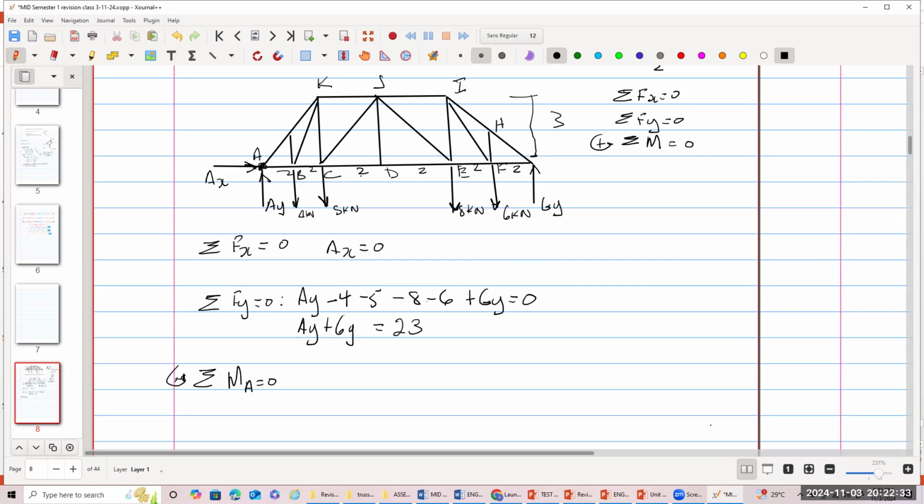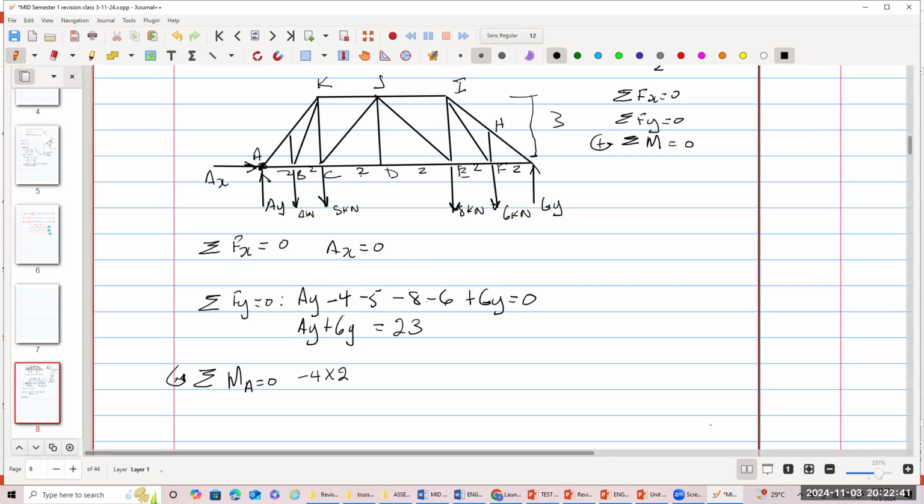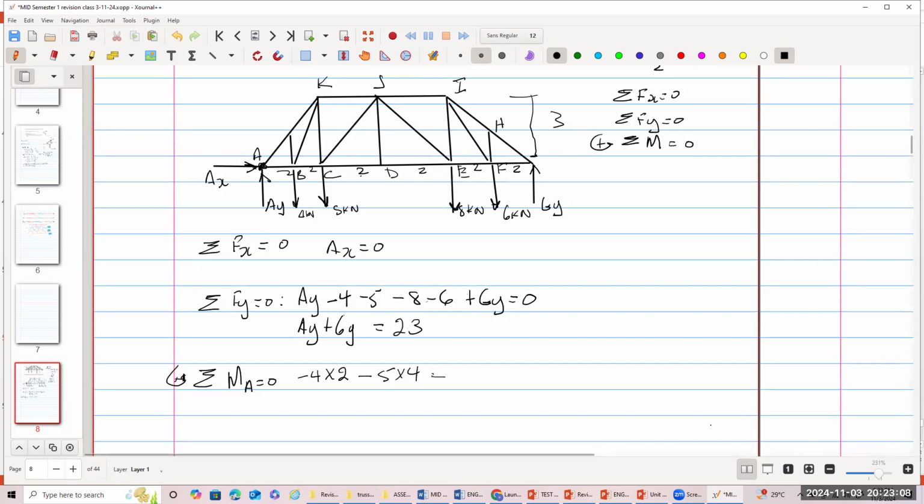The first one is 4, and the 4 is gonna turn it clockwise, which is minus. So it's 4 times 2. The distance is 2. The next one is also gonna turn it the same way: minus 5 times 4. Any question there? So from A to C it's 4, turning it clockwise, which is minus. Now up to E, how many do we have? 2, 2, 2, 2. That's 8 up to E. The E is also turning it, so it's 8 times 8.